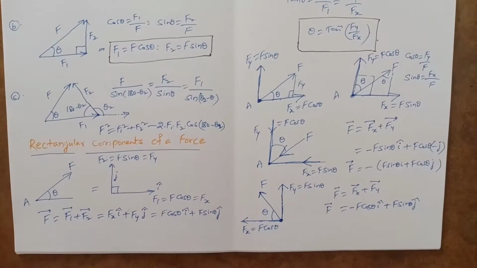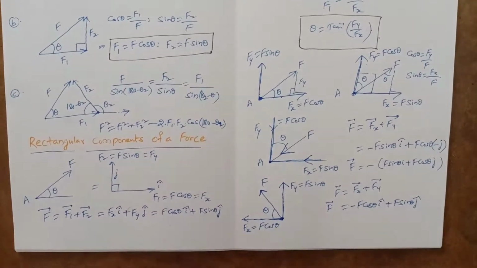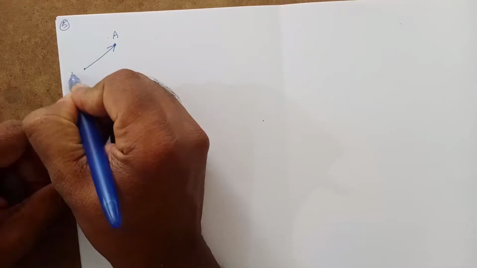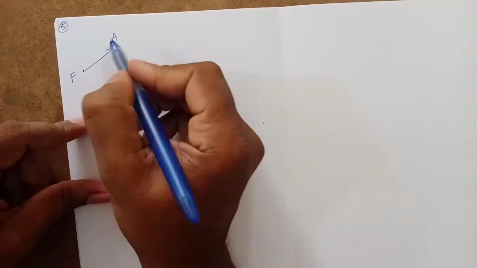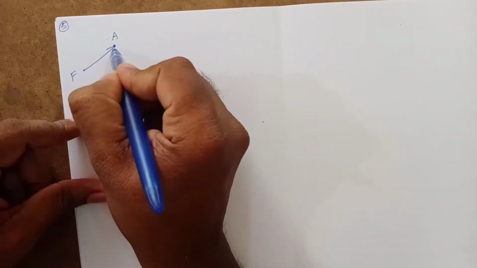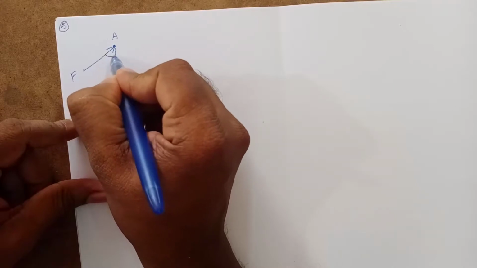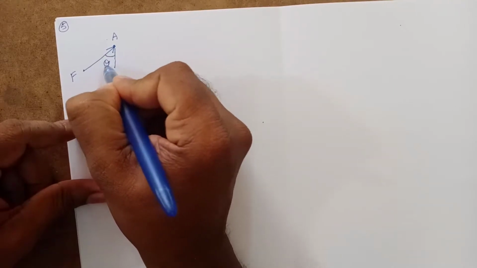So we'll see some more cases. So here now the force F is acting at this point A, and say it is making an angle theta with this vertical line. What are its two rectangular components? So the procedure is same.